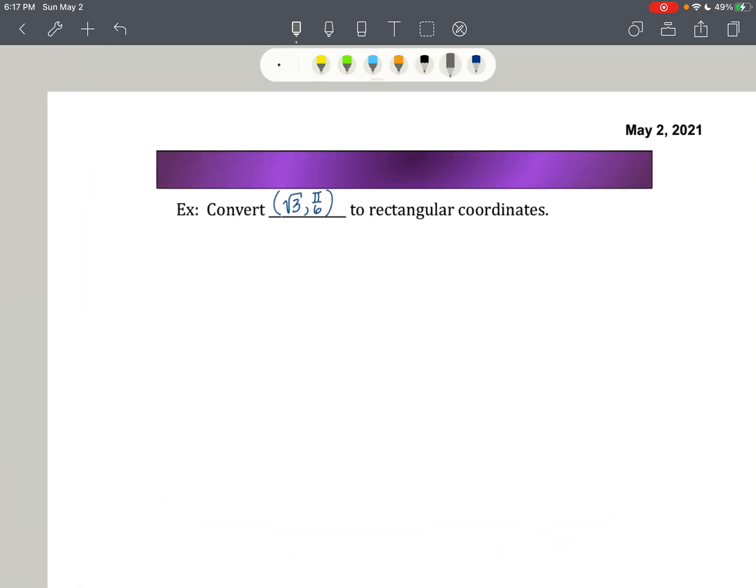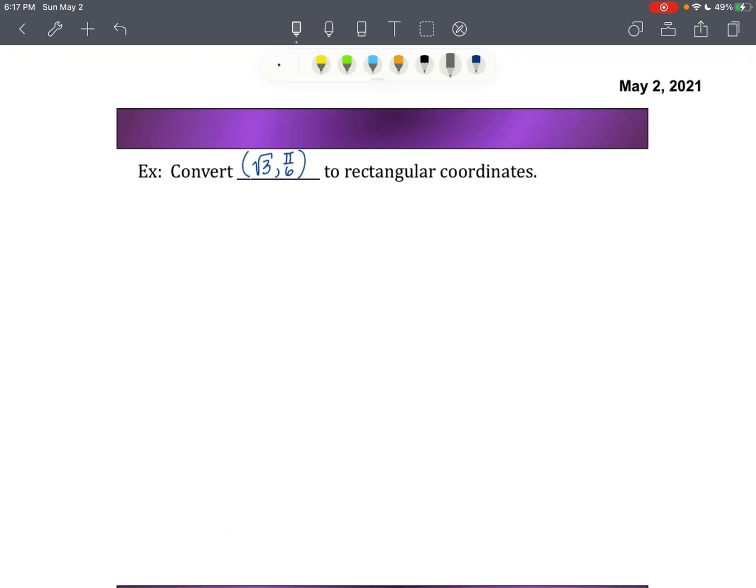Okay, I'm going to do one more example. Convert (square root of 3, pi over 6) to rectangular coordinates. So I'm going to identify that I have r equals the square root of 3, theta equals pi over 6, and I want to get x comma y.